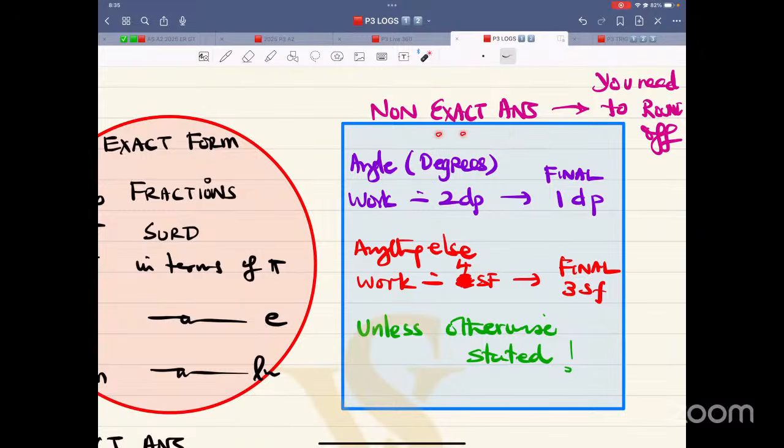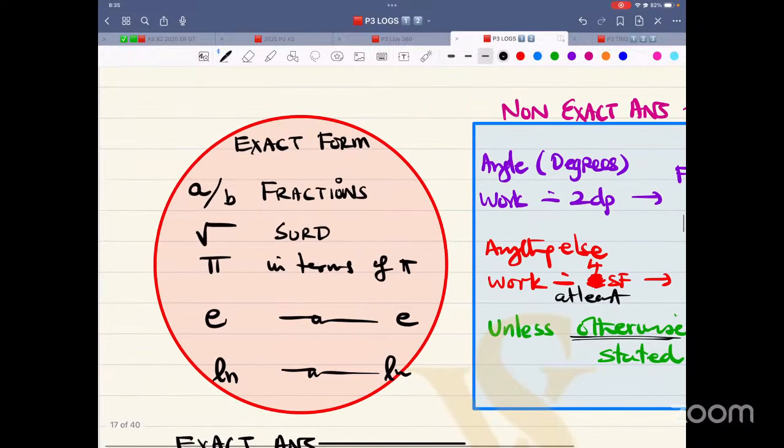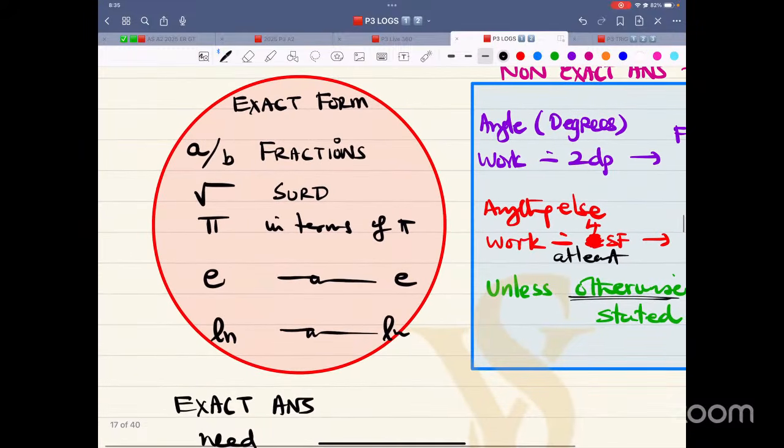And yes, the second most important thing that people ask is this. If you have non-exact answers, you need to round off. Angle in degrees work in 2 dp, final answer 1 dp. Anything else work in at least 4 significant figures. So the word is at least. And if you work in 4, that's perfect. Final answer 3 SF, unless otherwise stated. That means in a particular question, if they're asking, give the answer as an integer, you would listen to the examiner and give the answer as an integer.